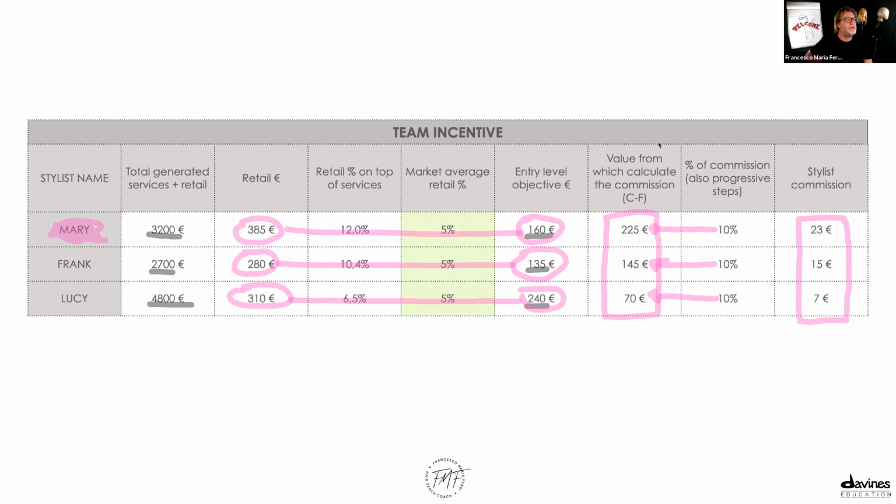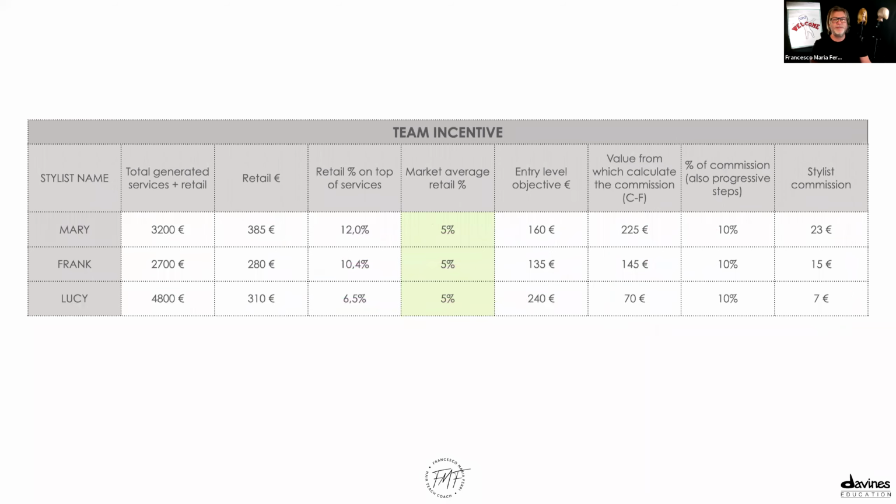Oh, okay, thank you, Betcha. So the 5%, let me cancel all these 5%. For example, if I stay in Italy, I give you an example of my local market: 5%, more or less 6%, is the average percentage of income from retail on top of the total income.